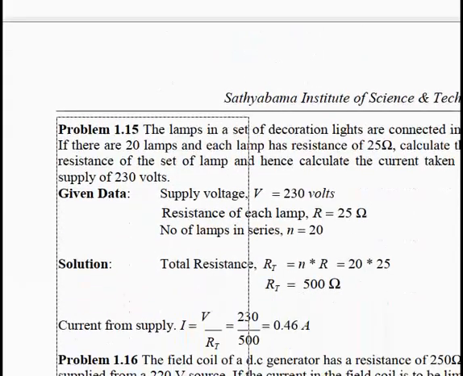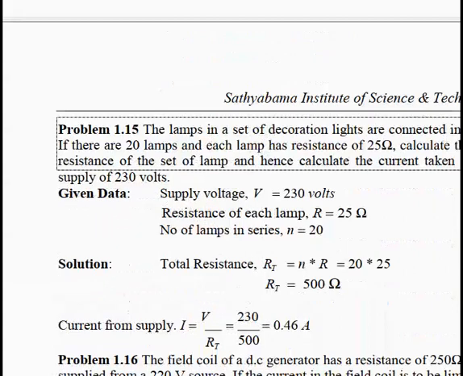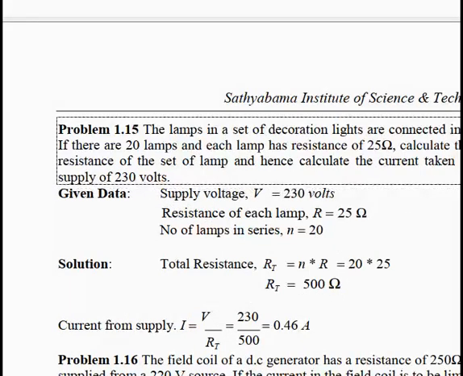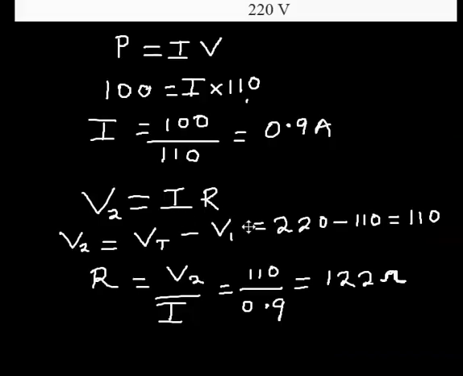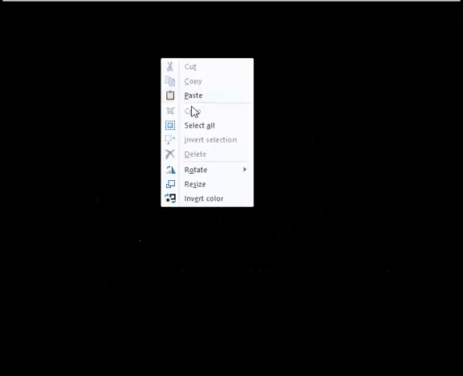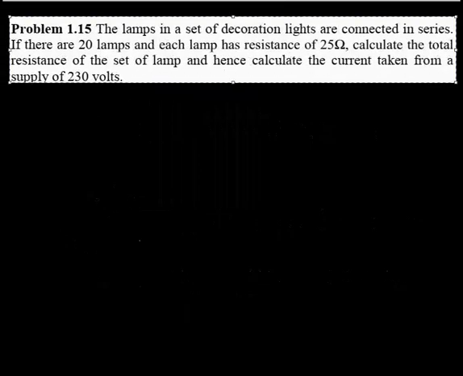All right, I have another question that I would have to do justice to. This one goes like this. The lamps in a set of decoration lights are connected in series. If there are 20 lamps and each lamp has a resistance of 25 ohm, calculate the total resistance. They are connected in series, so you have to add them up. The total resistance is going to be equal to the sum of the 20 lamps.